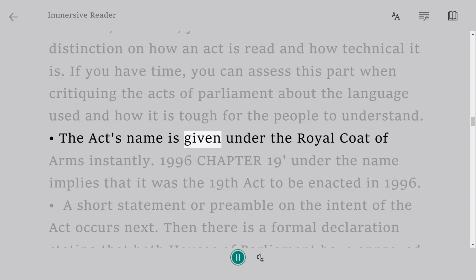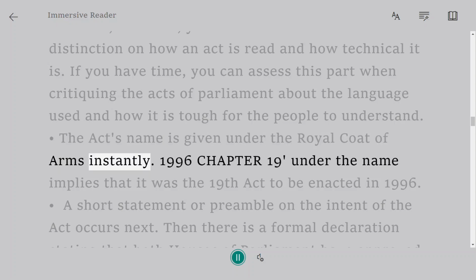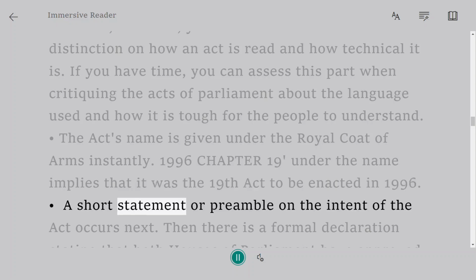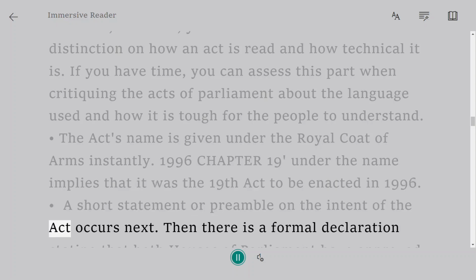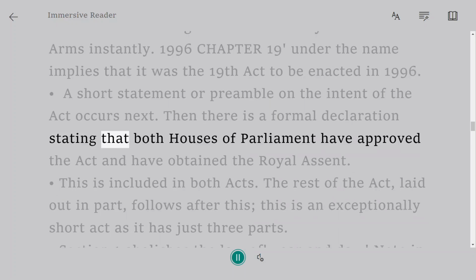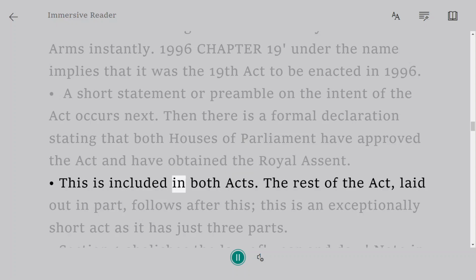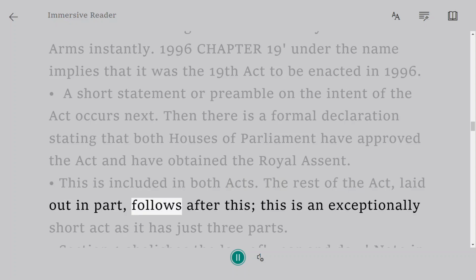The Act's name is given immediately under the Royal Coat of Arms. 1996 Chapter 19 under the name implies that it was the 19th Act to be enacted in 1996. A short statement or preamble on the intent of the Act occurs next. Then there is a formal declaration stating that both Houses of Parliament have approved the Act and have obtained the royal assent. This is included in both Acts. The rest of the Act, laid out in parts, follows after this.